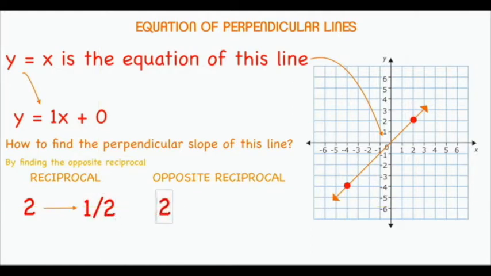And for the opposite reciprocal, the concept is similar, flipping the denominator and numerator, but we are also adding a negative sign. In this example with 2 as the original slope, its opposite reciprocal will become negative 1 over 2.